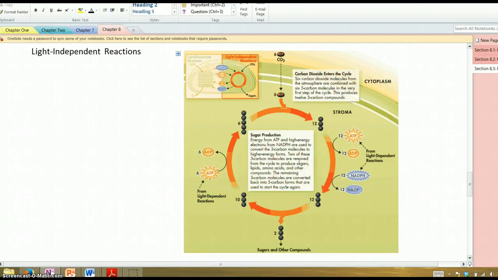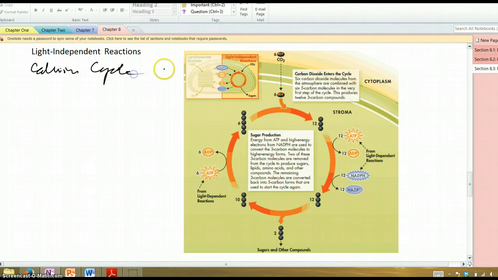Okay, now let's talk about the remainder of Chapter 8, mostly the light-independent reactions, otherwise known as the Calvin cycle, the Melvin-Calvin cycle. So, yes, the Calvin cycle.